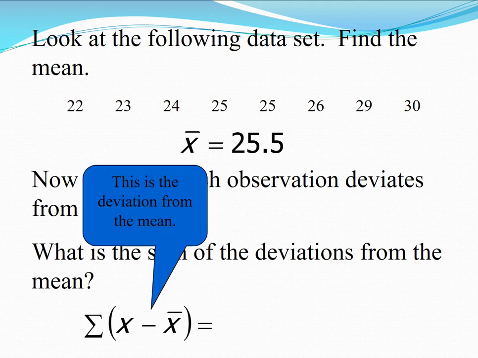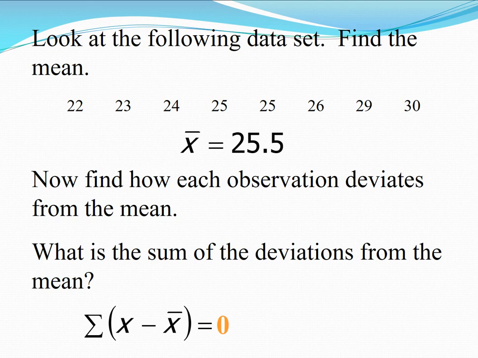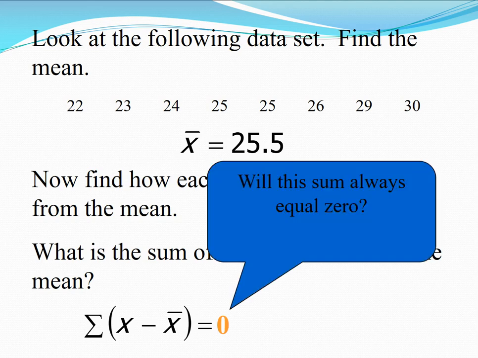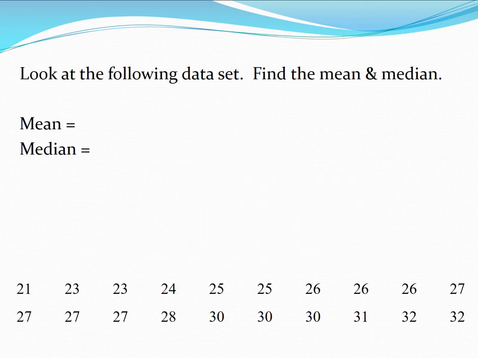This is called the deviation from the mean, and it's 0. Is it always going to equal 0? Yes, it is always going to equal 0 because that's the mean. That's one of the characteristics of the mean. The mean is one of the centers, and if you subtract it from each observation, you're always going to get 0 when you add them up.